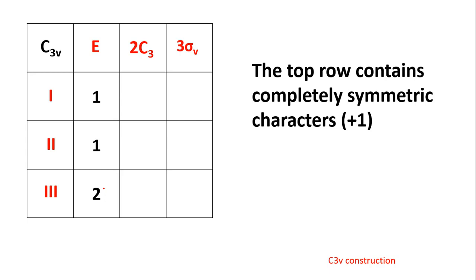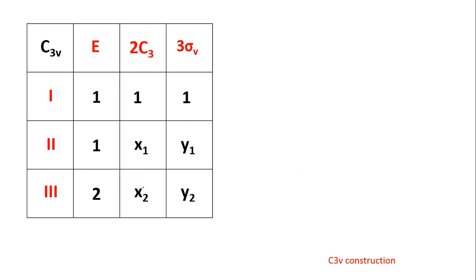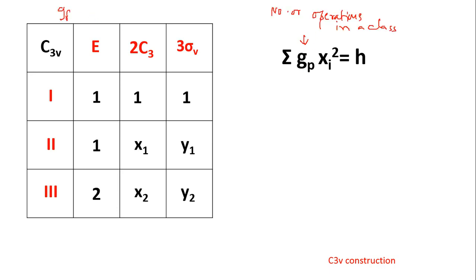Next, the top row contains completely symmetric characters, all plus 1s, and so we can write 1, 1, 1. The remaining characters be x and y. That is x1, y1 and x2, y2. gp is the number of operations in the class. So the gp values for E is 1, for 2C3 is 2 operations in this class, and for 3 sigma V is 3 because there are 3 operations in this class.